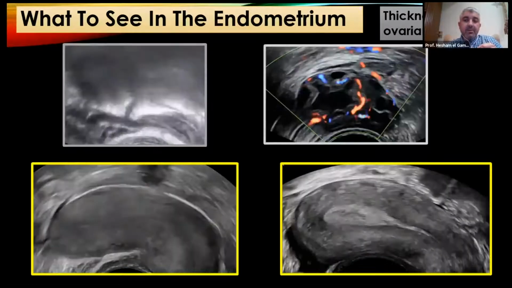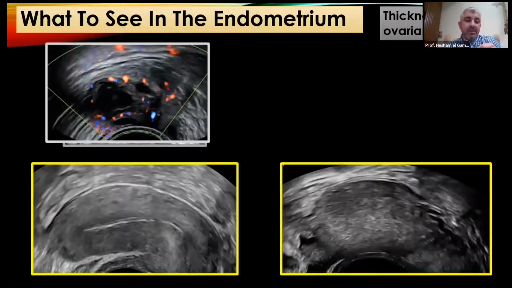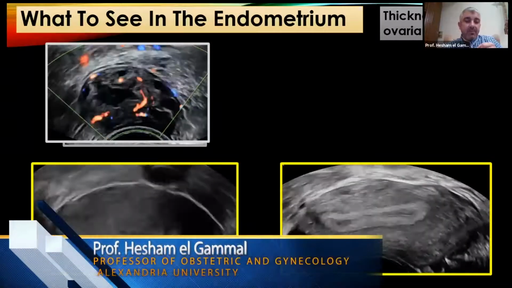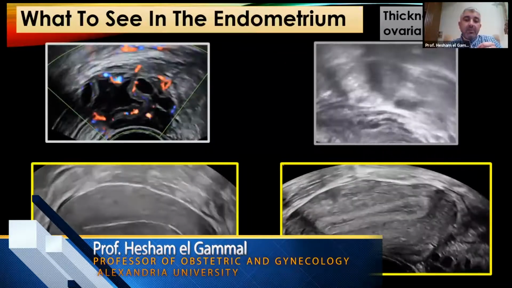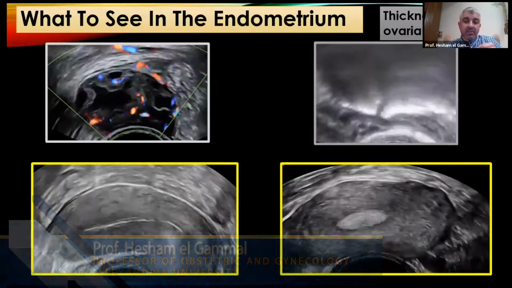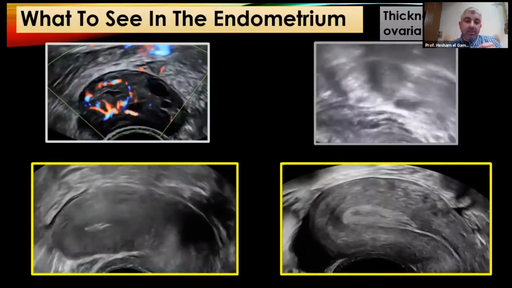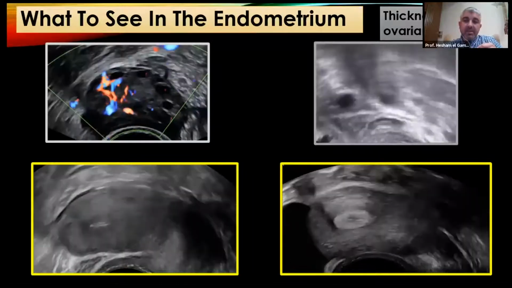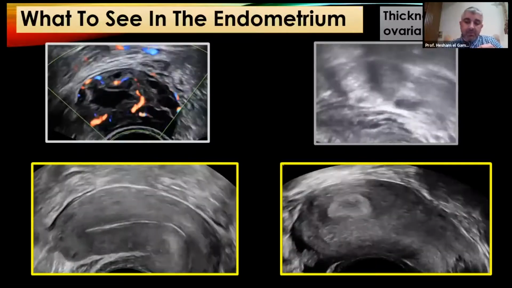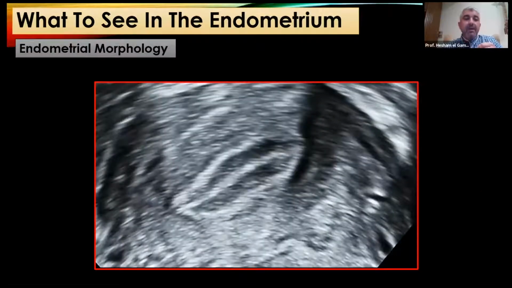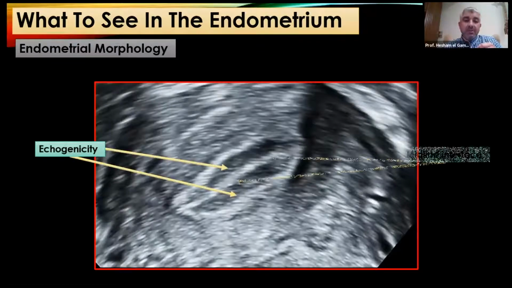But the problem happens if you are in a mid-luteal phase and you see a corpus luteum and the endometrium is very thin, or when you are immediately post-menstrual and you see a thick endometrium that has not been properly shed in the menses. This could indicate that there is something wrong with the endometrium and it's unhealthy for implantation.